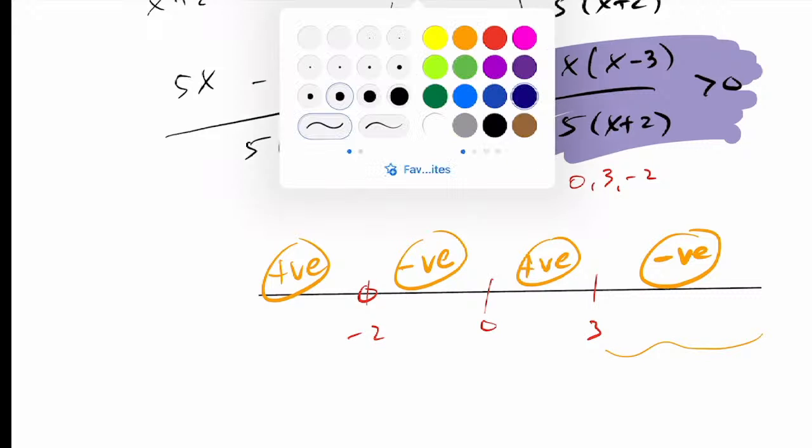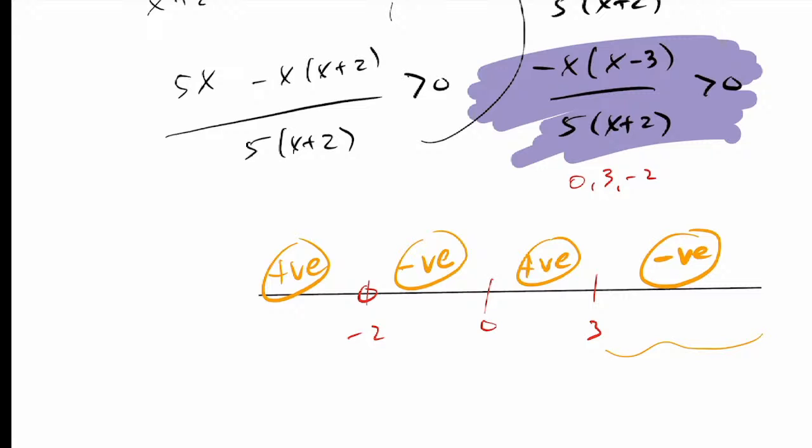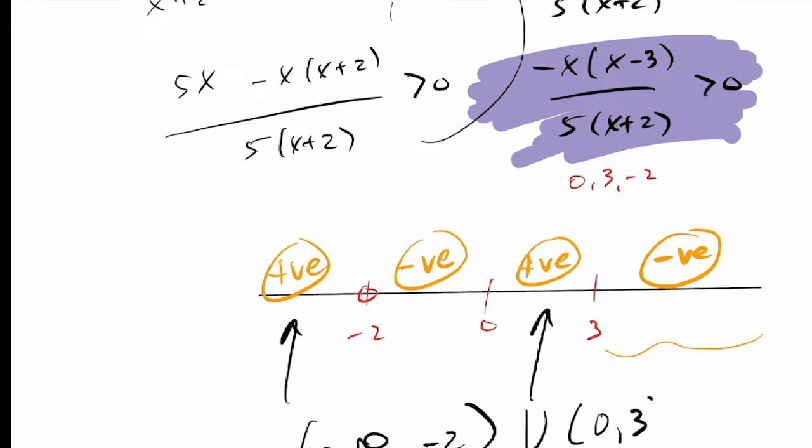Right? And I'm interested in knowing when this is greater than 0. So that's going to be this interval here and this interval here. So the answer to my question is negative infinity to negative 2, open bracket, because I don't have negative 2, it's undefined there, union 0 to 3. Also open bracket on the 0 and the 3, because this is strictly greater than 0.